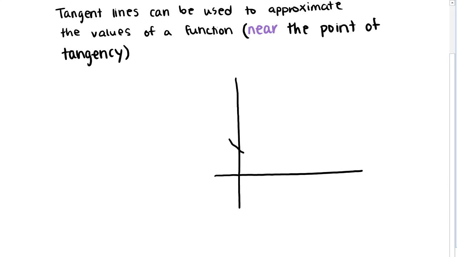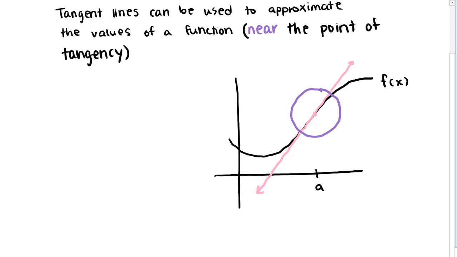And so here if I sketch out the graph of some curve, let's say this curve is given the name f of x, and we look at the tangent line at the point, let's just say x is equal to a. So here is just a rough sketch of the tangent line to this curve at x is equal to a. And we can see that near this point of tangency, near x is equal to a, this tangent line has roughly the same y values as our original function, and it has roughly the same slope as our original function.